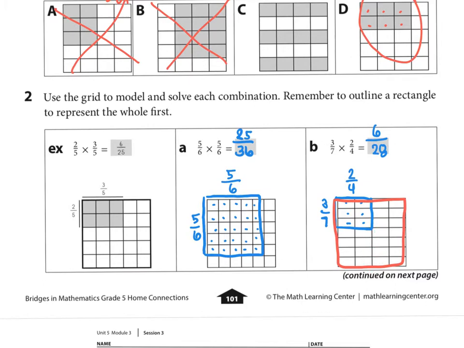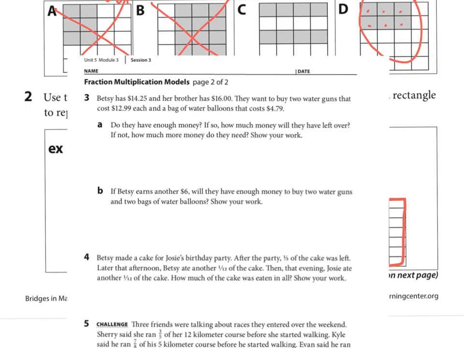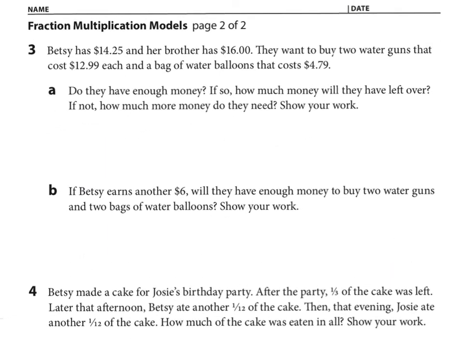Okay, let's go on to number 3. Let's go ahead and drag that up. Number 3 says Betsy has $14.25 and her brother has $16. They want to buy 2 water guns that cost $12.99 each and a bag of water balloons that cost $4.79. Do they have enough money? If so, how much money will they have left over? If not, how much more money do they need? Show your work.